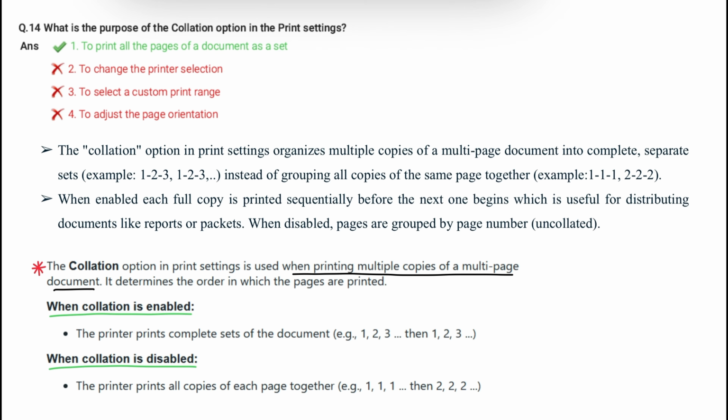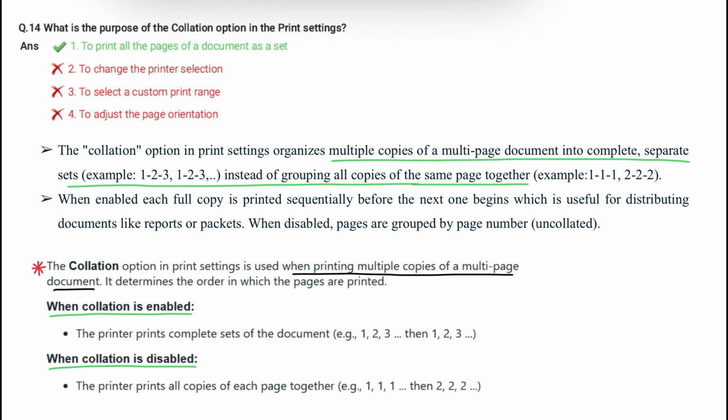When collation is enabled, the printer prints a complete set of the document, that is 1 2 3 1 2 3. One complete set of the document is printed in multiple copies. When collation is disabled, the printer prints all copies of each page together. So here the collation option in print settings organizes multiple copies of a multi-page document into complete, separate sets instead of grouping all copies of the same page together.